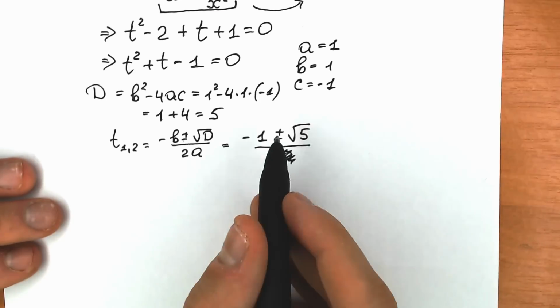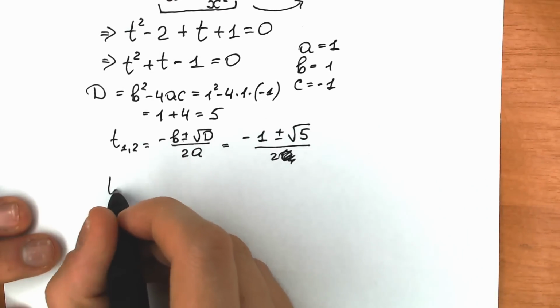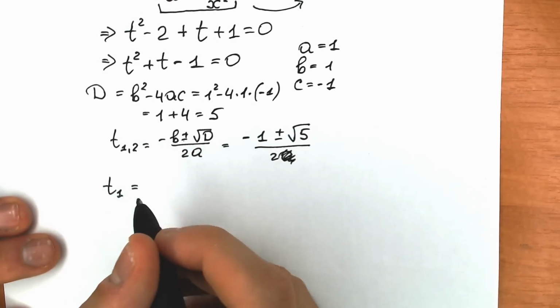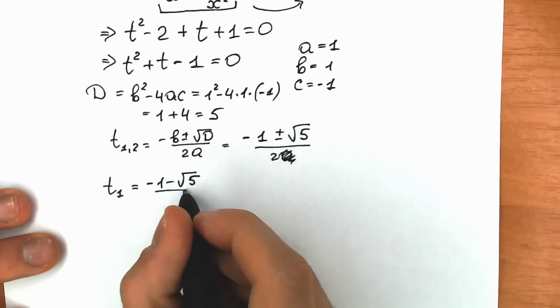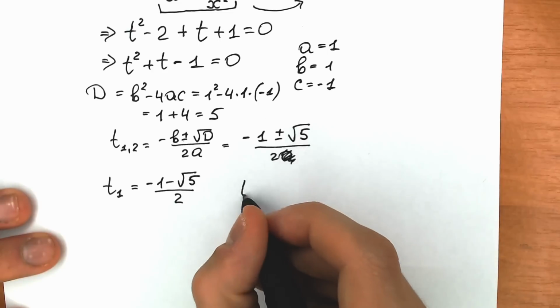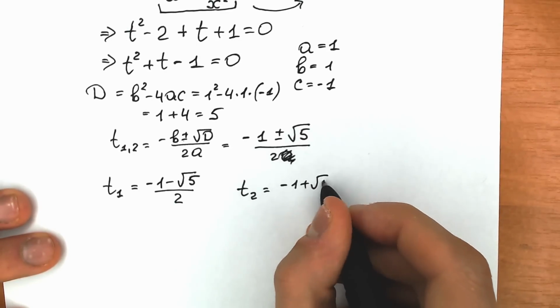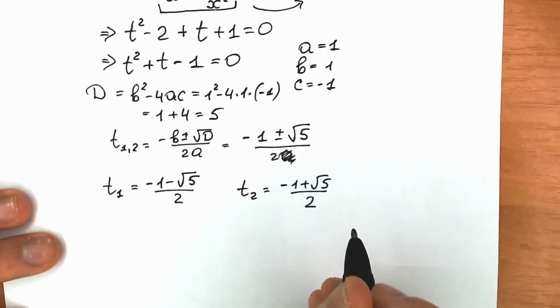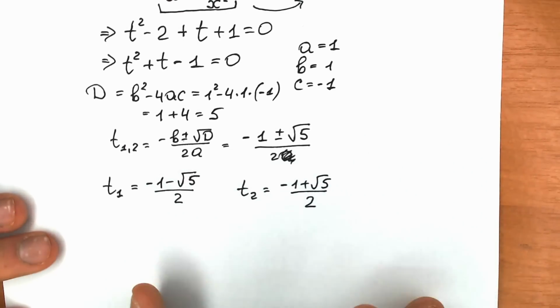Right now let's write the first one with a negative sign and the second one with the positive sign. So we have t first is equal to minus 1 minus square root of 5 over 2, and t second is equal to minus 1 plus square root of 5 over 2. These are our two solutions, t first and t second, but let's go back to our substitution.